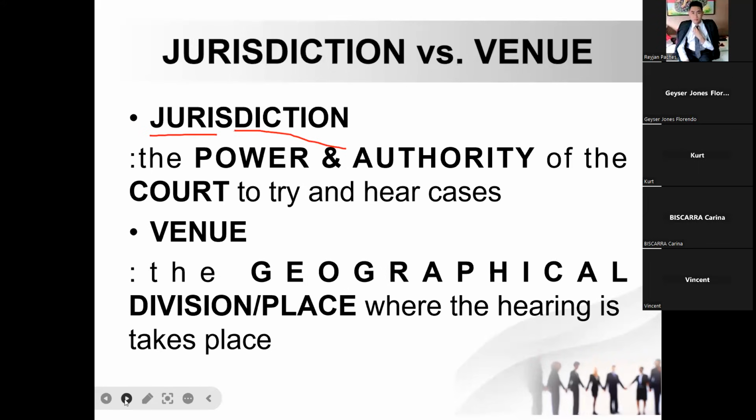But of course, in every rule, there is an exemption kapag nagkataon na yung party or posible makita ng judge na baka hindi maging successful or baka merong suhulan na nangyayari or mangyayari. So that's why yan yung kaibahan ng jurisdiction versus venue.